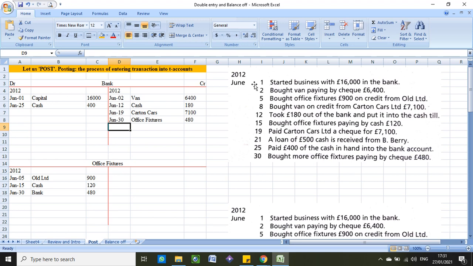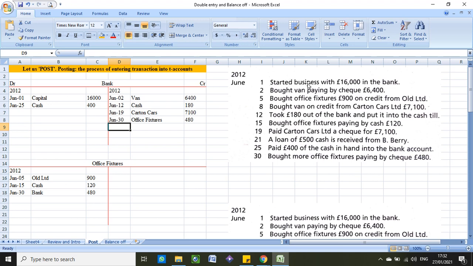2012, June 1st, started business with $16,000 in the bank. So here we need to analyze and figure out what are the two accounts that will be affected. Well, there's money involved, bank, and how much? $16,000.